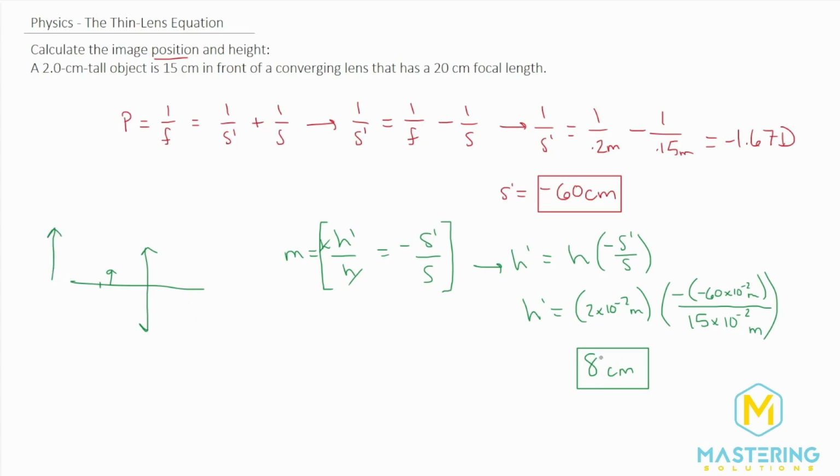And so the 8 centimeters, because this is positive, tells us that the image is upright. So we have a virtual and an upright image. And so these are all of our answers. We have the image distance or the image position. We have the image height, and it's a virtual upright image, of course.